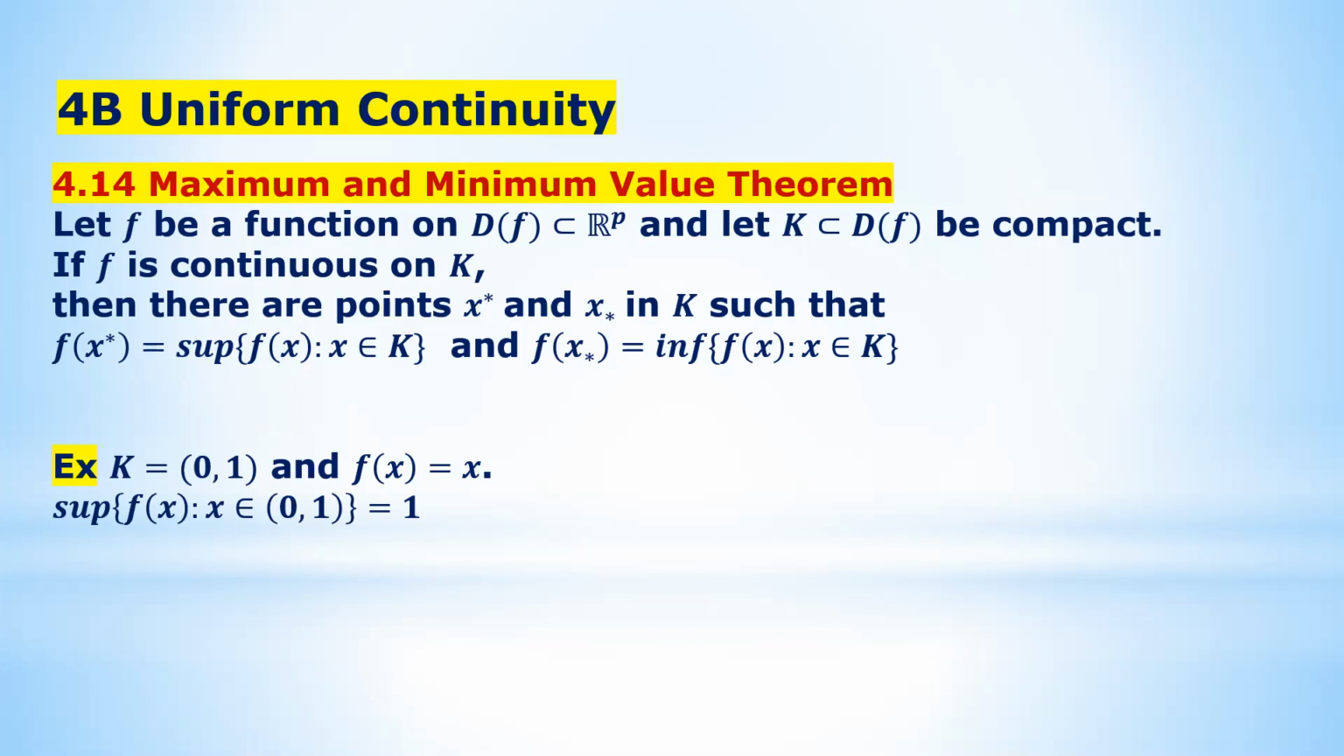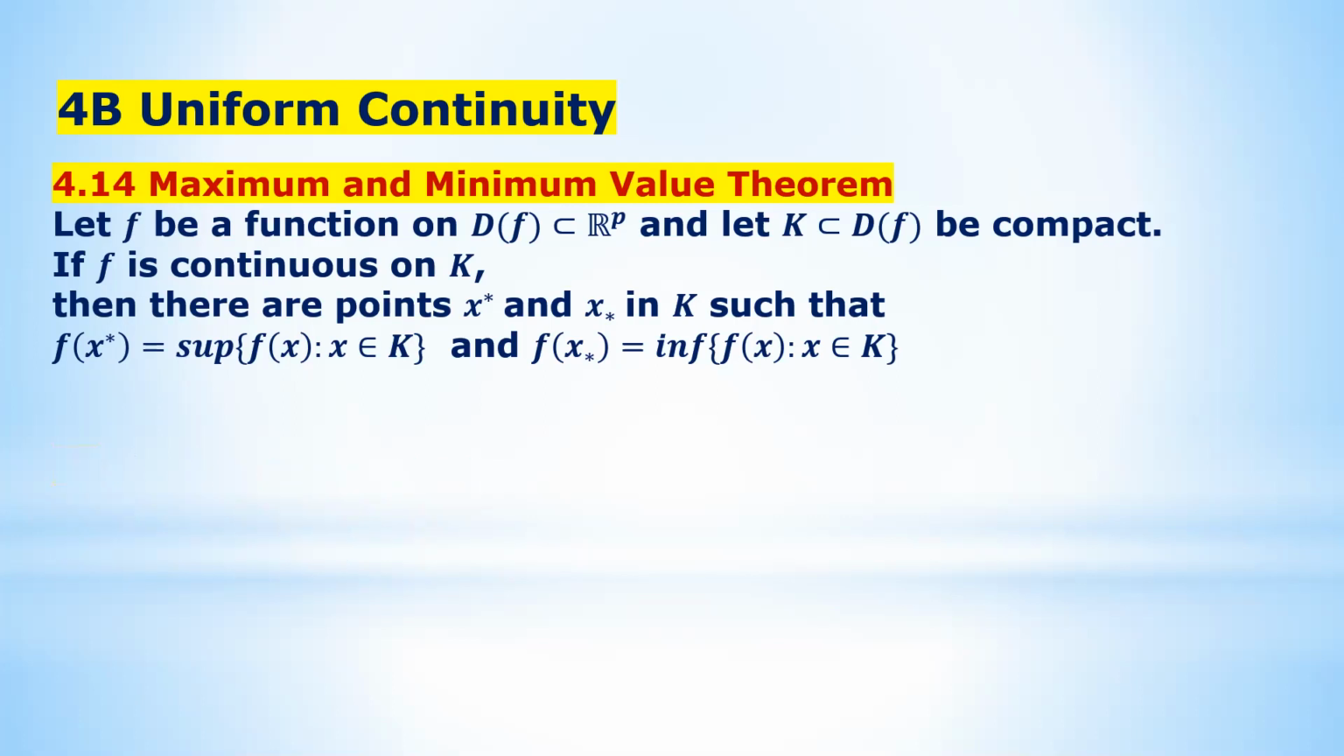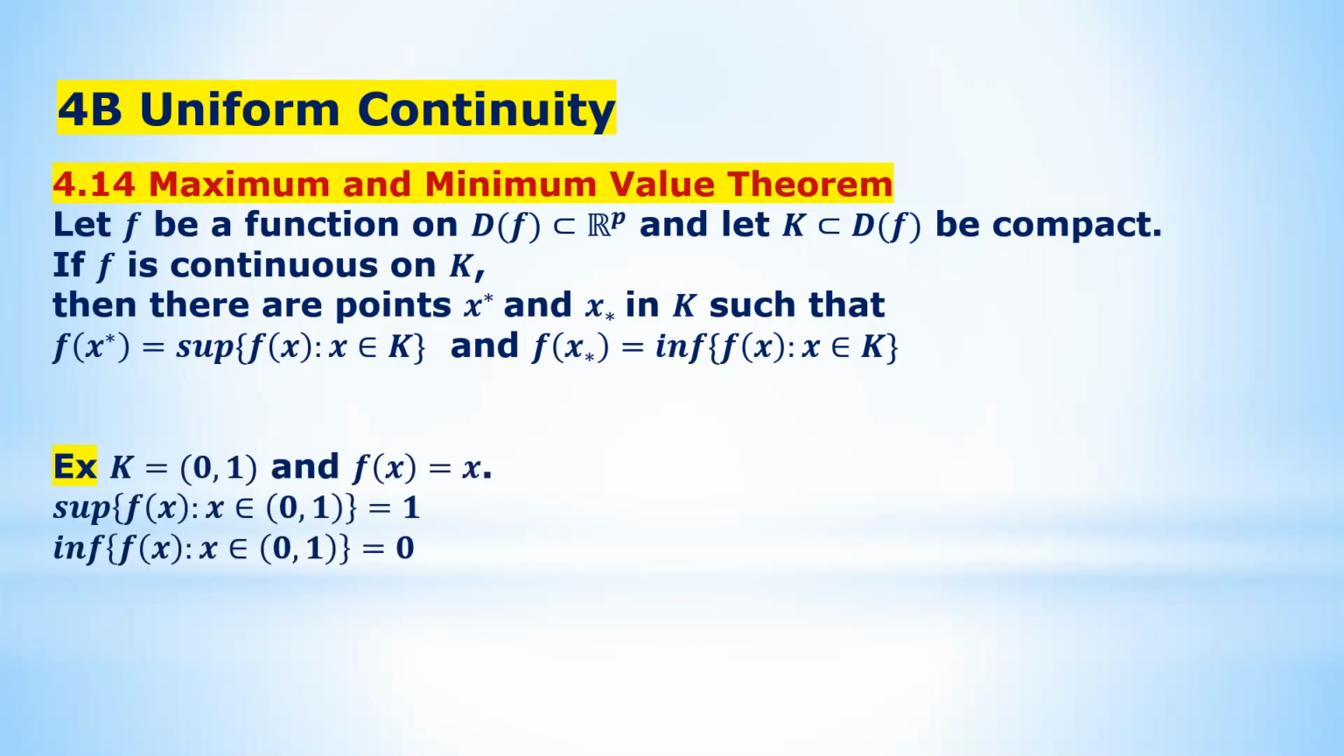However, the infimum is equal to 0, right? So 1 and 0 are defined by the behavior of the function values, but these 1 and 0 will never be achieved at any point within 0 to 1. The reason is that this K is not a compact set. It's not a compact set, okay?